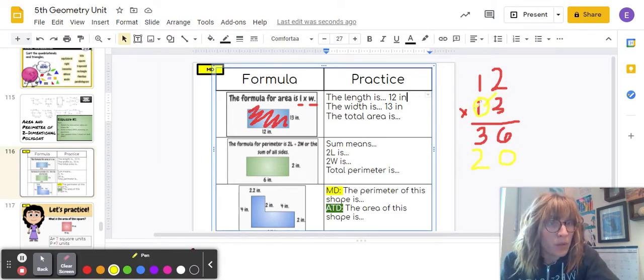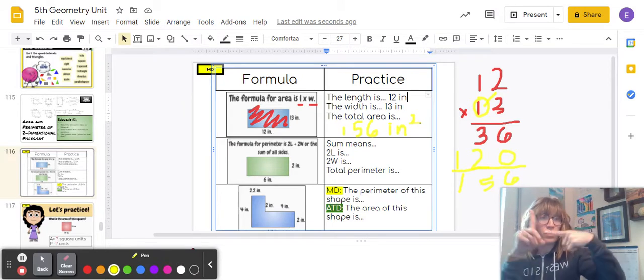We can do it this way with the algorithm. 1 times 2 is 2. 1 times 1 is 1. We see either way, we get 120. We add them up and we get 156. So the total area here is 156, and it's inches squared. And it's squared because we've multiplied two dimensions together, a width and a length.